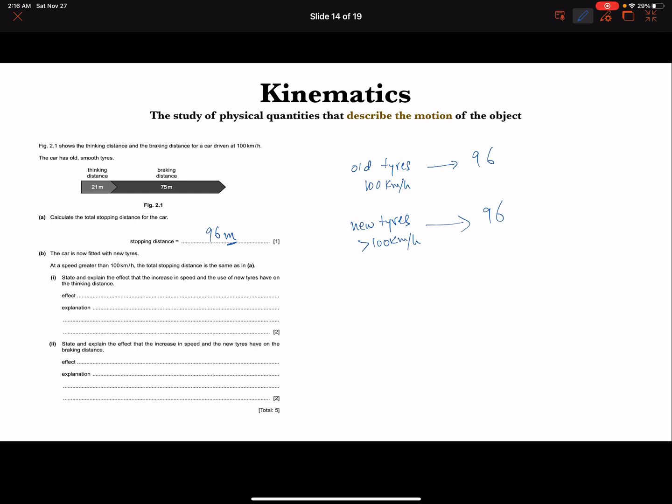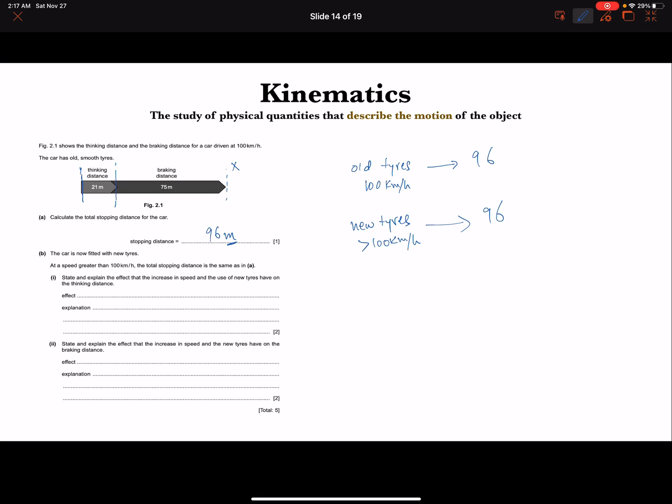So now when I apply brakes, right? What's going to happen? So the thinking distance is going to be the same, whether or not I have the old tires or the new tires. Like you're driving the car, you don't care if the tires are old or new. The thinking distance is going to be the same. At the moment you see the accident right here, you recognize the accident when you're at this point, and you apply the brakes. This is where you see the accident, and at 21 meters is when you apply the brakes. So the thinking distance did not change because of the tires.